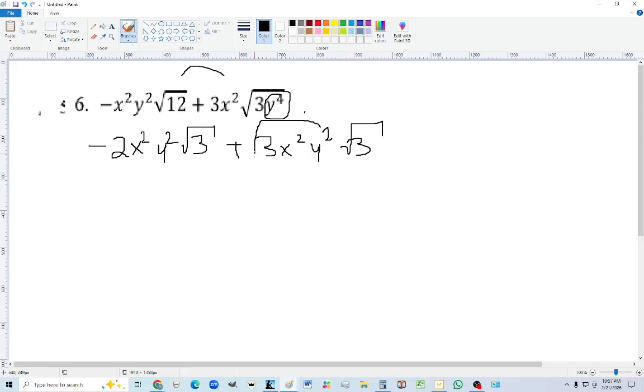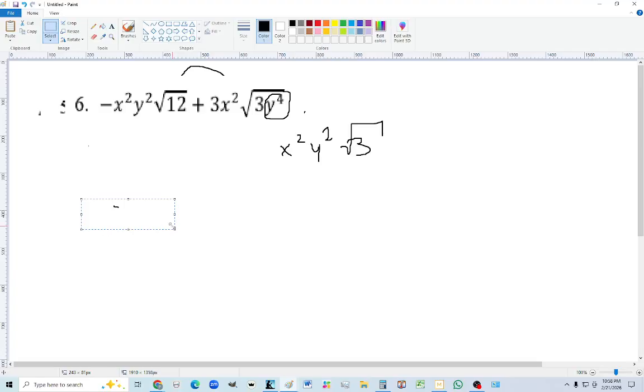And you cannot add these numbers because they're, oh, yes, you can. There's x squared, y squared. So it becomes 3 of these apples minus 2 plus 3, just 1. So it just becomes 1 of these apples. X squared, y squared times the radical 3.